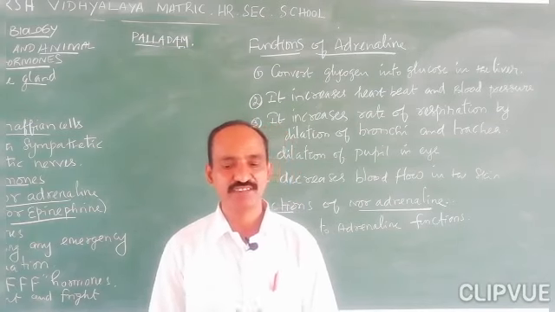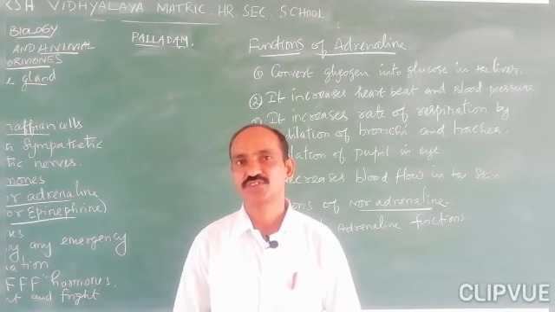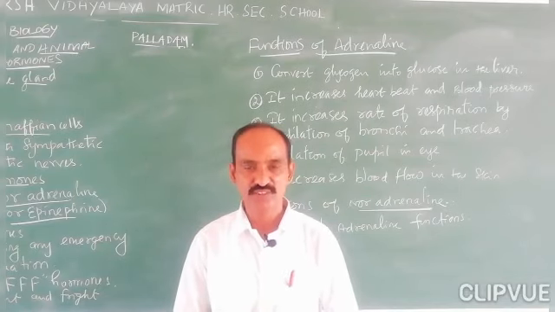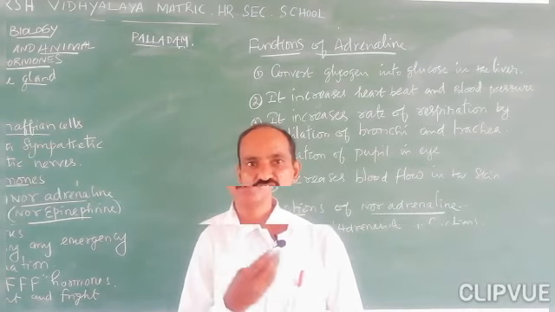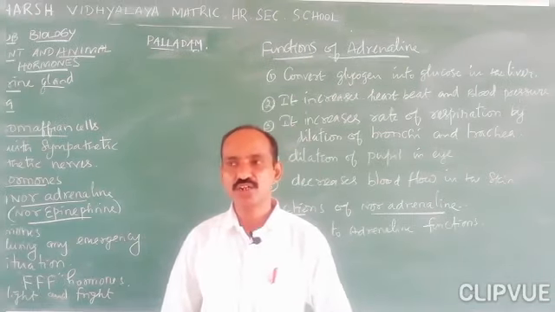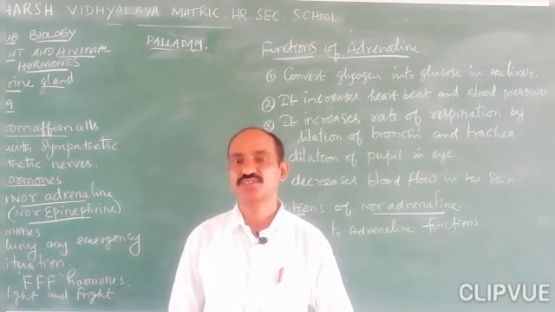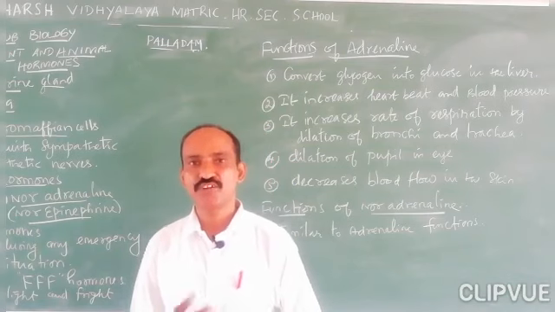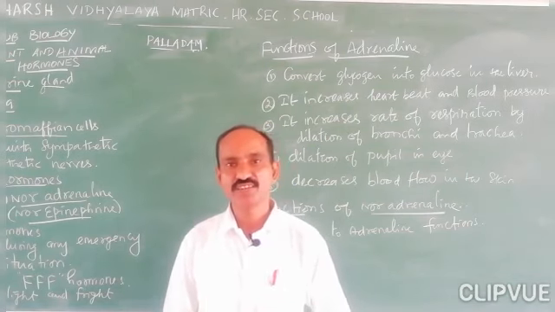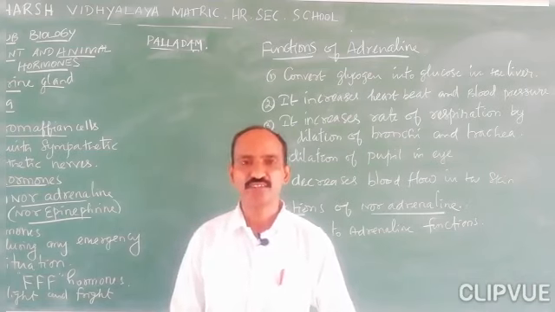Second one, flight. Our mind may be out of station or out of control. At that time, the hormones adrenaline and noradrenaline which reach there are commonly known as emergency hormones, because they are called triple F hormones. The first F is fight, the second F is flight, the third F is fright.